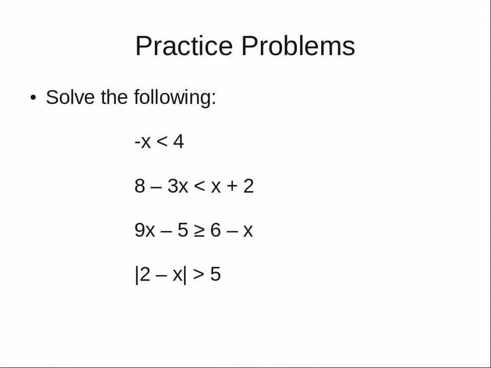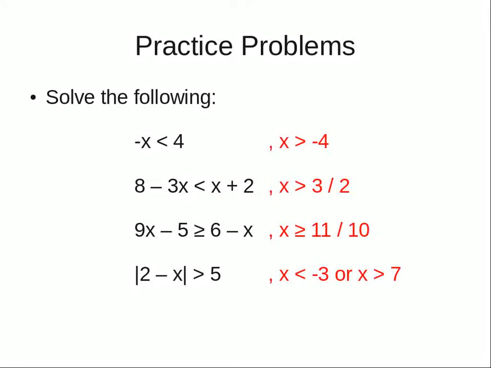All right, solutions. The solution to the first inequality is all numbers greater than minus 4. The solution to the second inequality is all numbers greater than 3 halves. The solution to the third inequality is all numbers greater than or equal to 11 tenths. And then the last inequality, the solution is a little bit more involved. It has two parts: all numbers less than negative 3 or all numbers greater than 7.